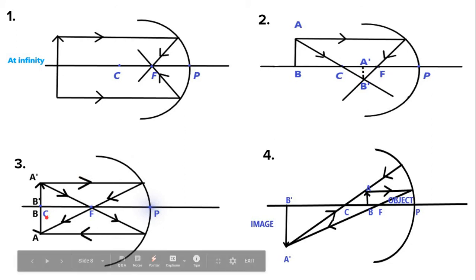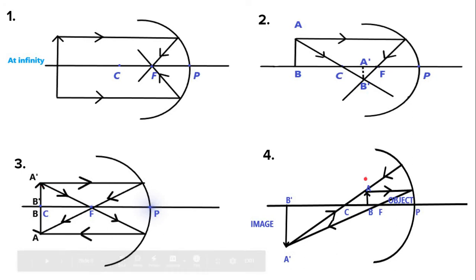In the third case, the object will be kept at C, and we made two rays like this and like this. So the image is also forming at C, because the object is also kept at C. We learned from the rule that if the object is kept at C, then the image will also form at C, and the size of the image will be the same as the object.